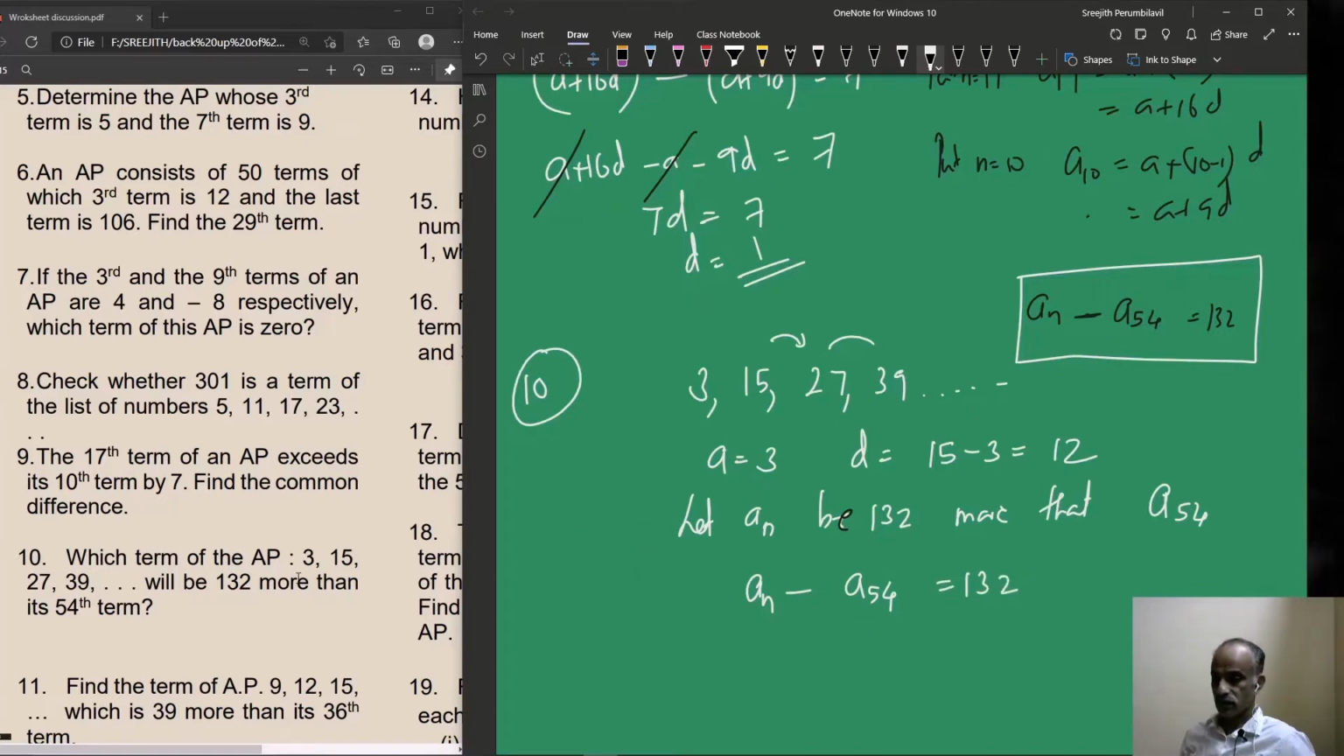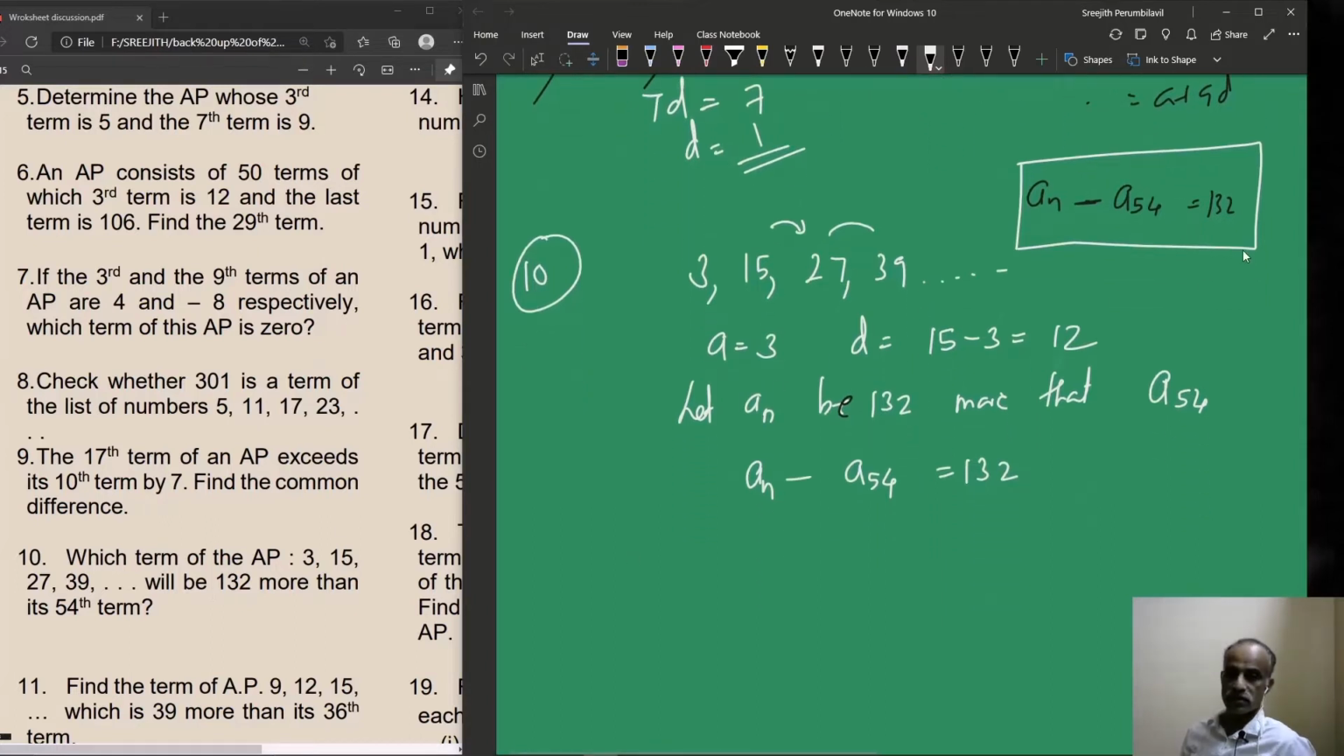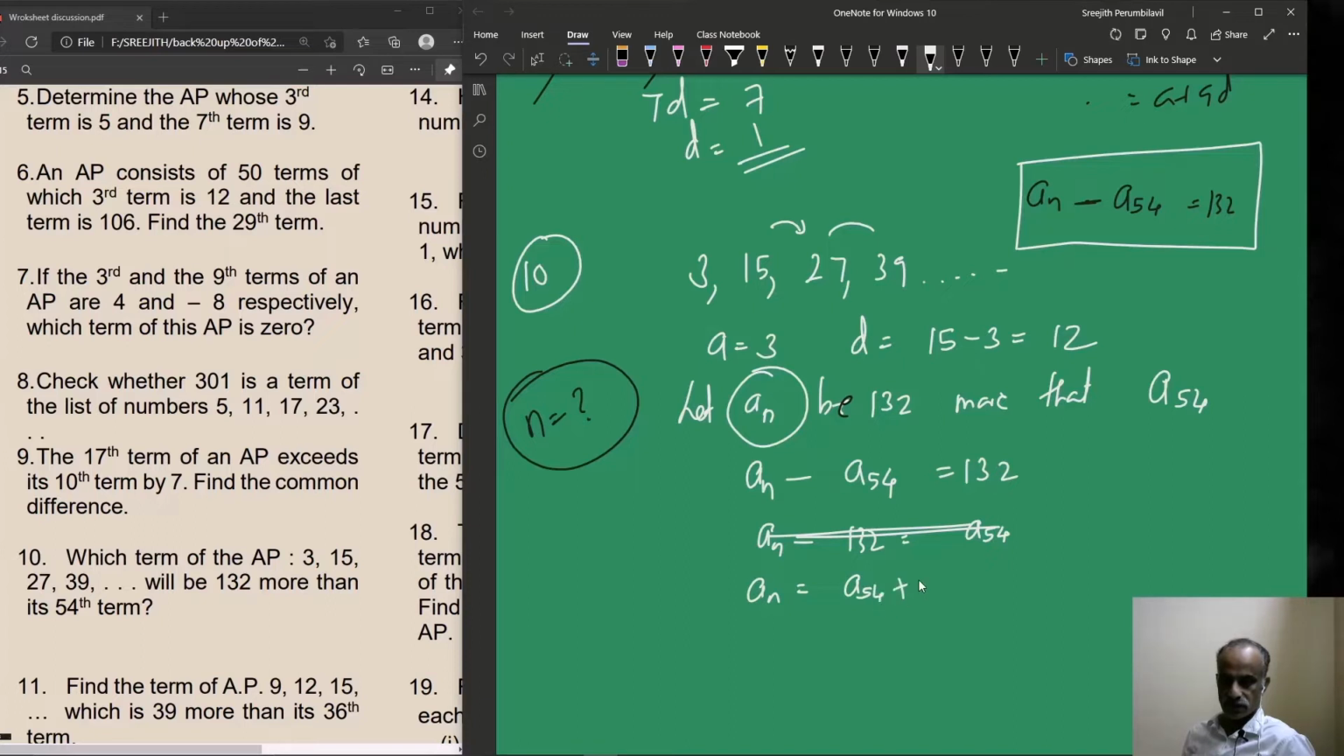What is to be found? We have to find which term, that is, n is the position of the term, 20th term, 30th term, which term. Let An be the term that is 132 more. So An minus A54 is 132, and we have to find the value of n. Or we can write An is equal to A54 plus 132.